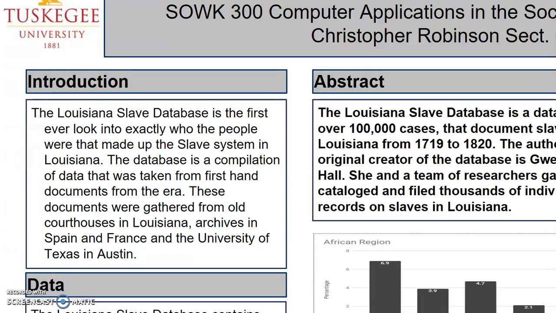The Louisiana Slave Database is a tool that was created by Gwendolyn Hall and a team of researchers. It began in 1984 when Ms. Hall discovered a number of documents in a courthouse in New Roads, Pointe Coupee Parish in Louisiana that indicated the African ethnicity of slaves. Over the next decade, Hall gathered more documents from courthouses in Louisiana, archives in Spain and France, and records from the University of Texas in Austin.